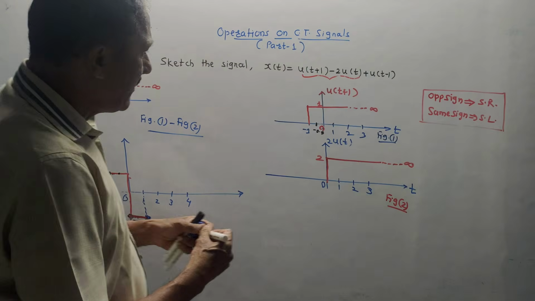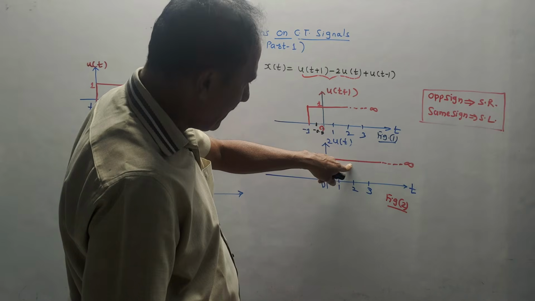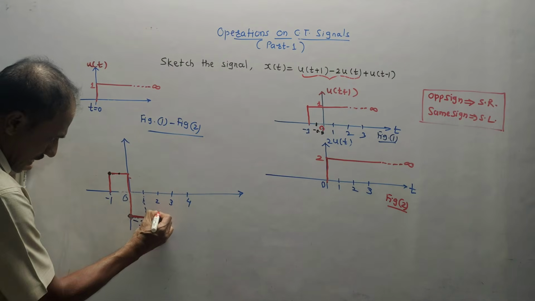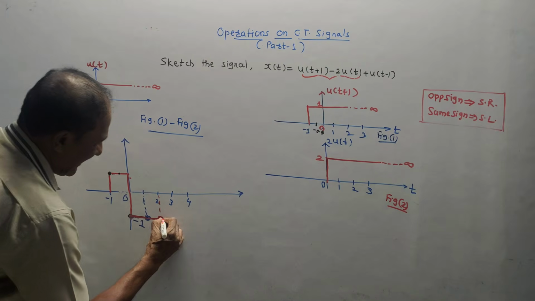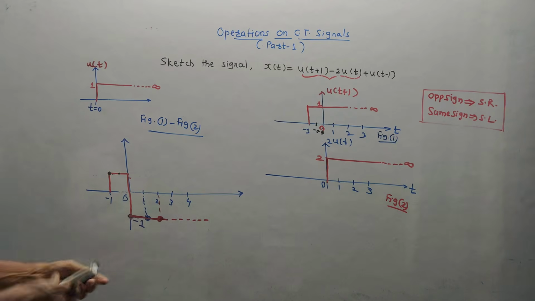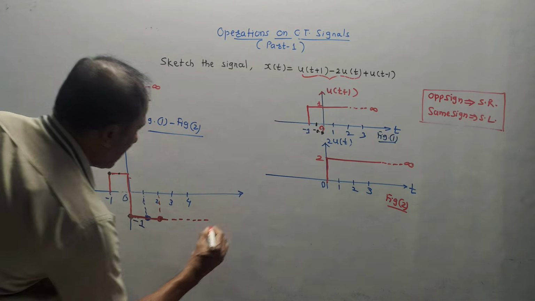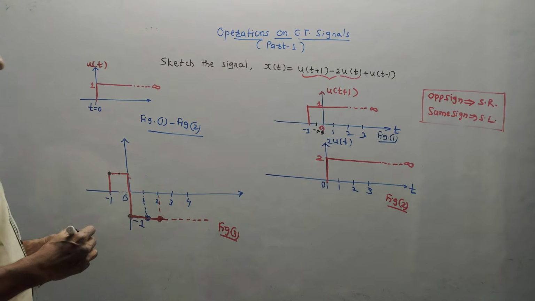Let us take one more reading. At 2 this amplitude is 1. At 2 this amplitude is 2. 1 minus 2 is minus 1. Again at 2 I will get a point of minus 2. This point, join it by the previous line. Likewise the diagram will continue. This is the reading for minus 1. Let us give some figure number. Say this is figure number 3.